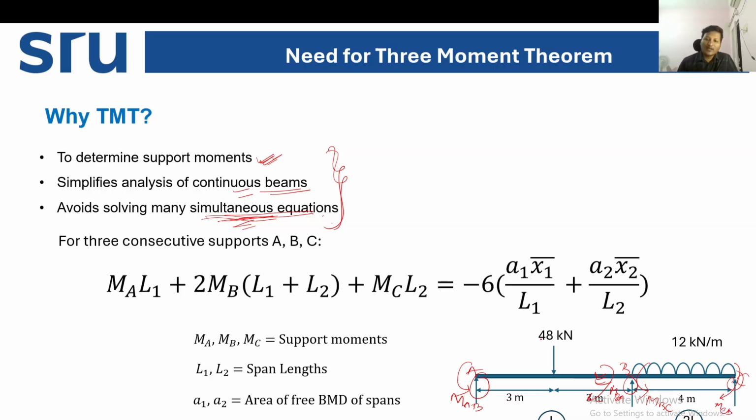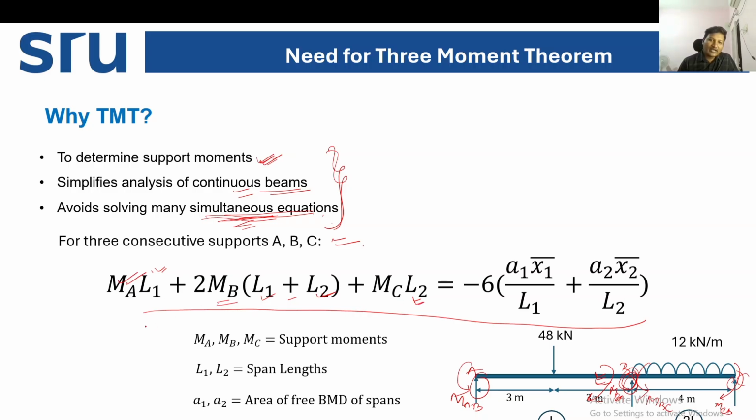So we have the moments developed, and negative moments are developed at the intermediate supports. So we can find out this MB by using this equation. This equation is called the three moment equation. If we have three consecutive supports A, B, and C, let's see how to write this equation. First, we'll consider the first span, that is AB. So the moment at A is nothing but MA into L1, where L1 is the span length of span 1, plus 2MB into (L1 plus L2), that is span length 1 and span length 2, plus MC into L2. MC is the moment at C and L2 is the span length 2.